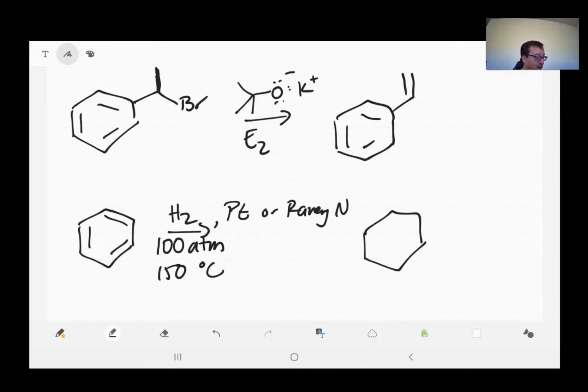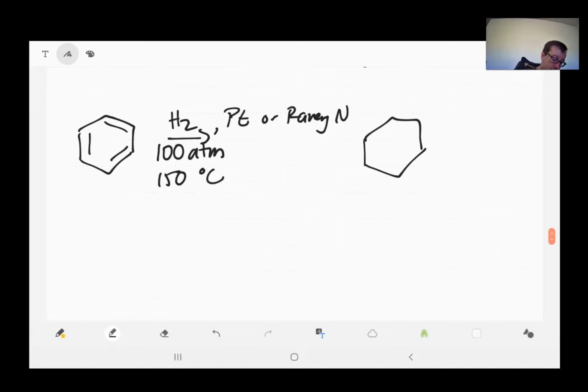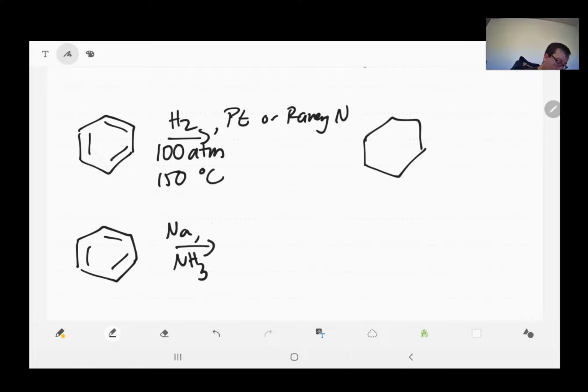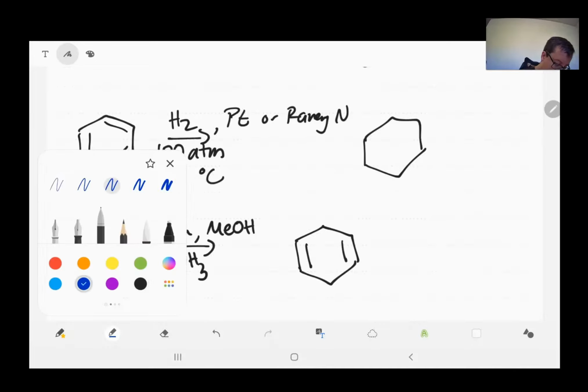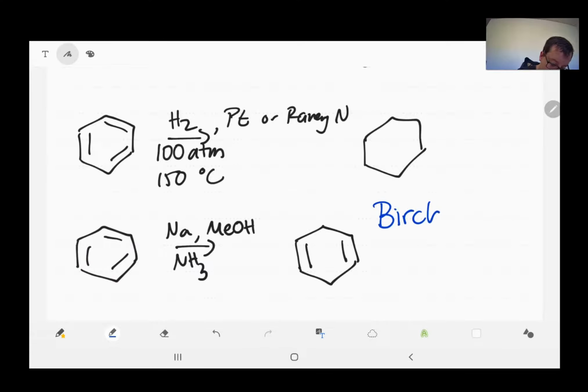What else can we do with these? The Birch reduction, yes. So, you can reduce it that way. Get rid of all the double bonds. You can also reduce it using sodium and methanol and ammonia, and you end up reducing just one of your double bonds. And this one, a diene, has a fancy name. This one is called the Birch reduction.